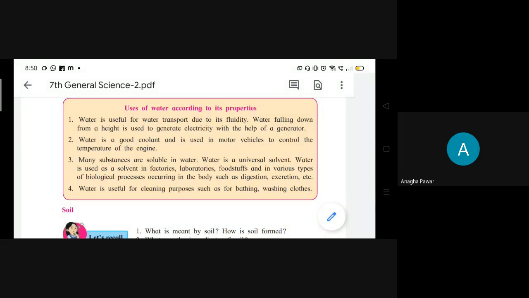Hence, water is used as a solvent in factories, laboratories, foodstuffs, and in various types of biological processes occurring in the body, such as digestion, excretion, etc. Water is useful for cleaning purposes, such as bathing and washing clothes also.